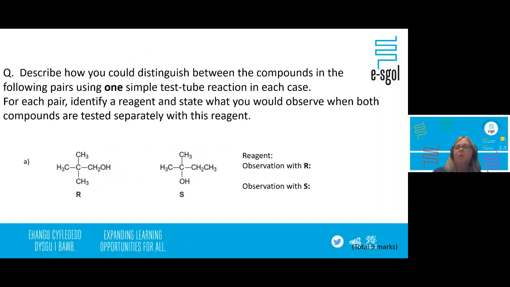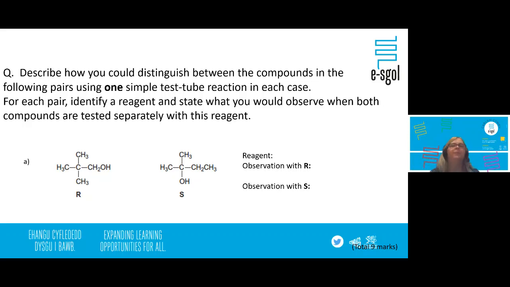So I'm going to focus more on the questions themselves. And you can see here that I've got classically two compounds, R and S. And how would you go about it with a very simple test tube side of a reaction? So I'm not looking for anything complicated. I'm not asking you to analyze it with expensive apparatus like HNMR or infrared.